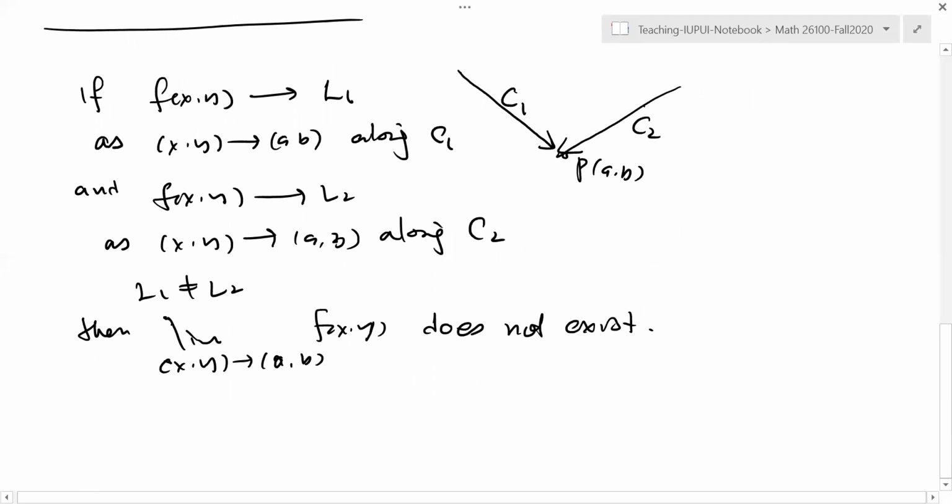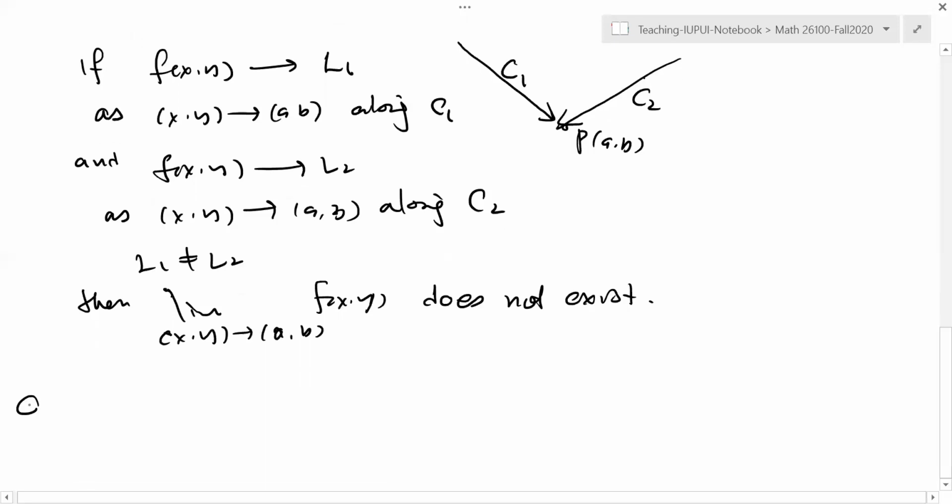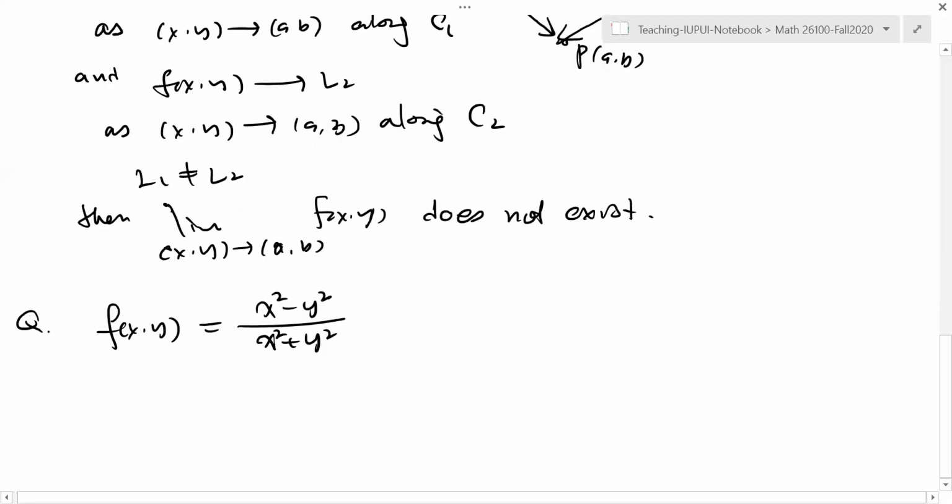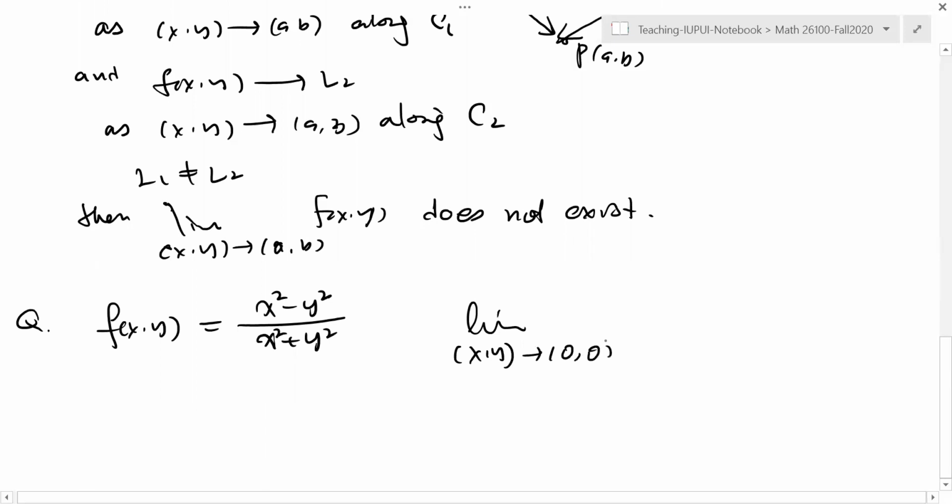So this is a very useful method to prove that the limit does not exist. Let's take a look at some examples. It's much harder to prove a limit exists than to prove the limit does not exist. So take a look at the following function, f(x, y) = (x squared minus y squared) over (x squared plus y squared). We want to check whether this one has a limit, okay?